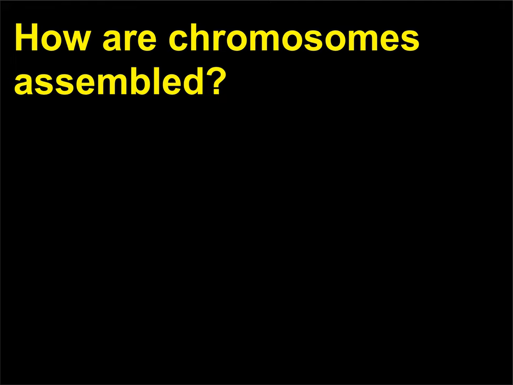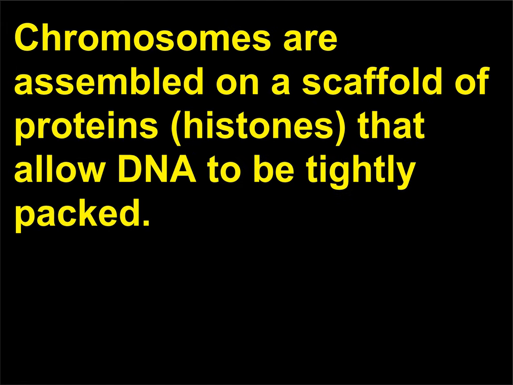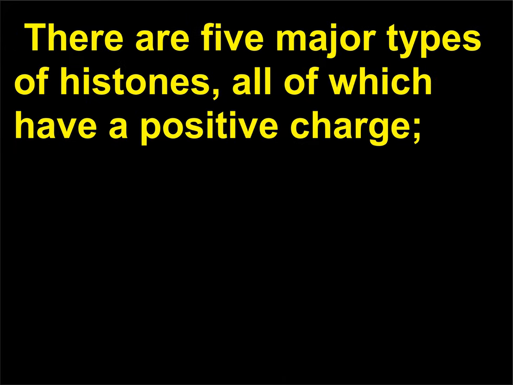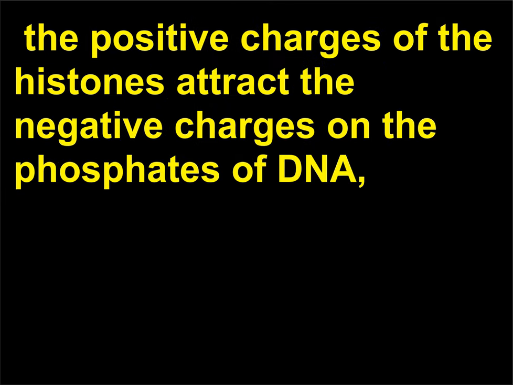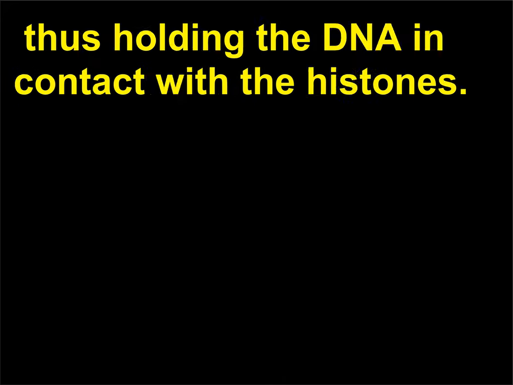How are chromosomes assembled? Chromosomes are assembled on a scaffold of proteins, histones, that allow DNA to be tightly packed. There are five major types of histones, all of which have a positive charge. The positive charges of the histones attract the negative charges on the phosphates of DNA, thus holding the DNA in contact with the histones.